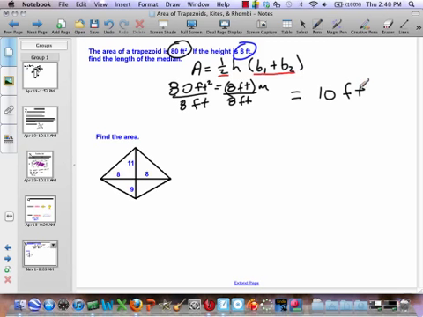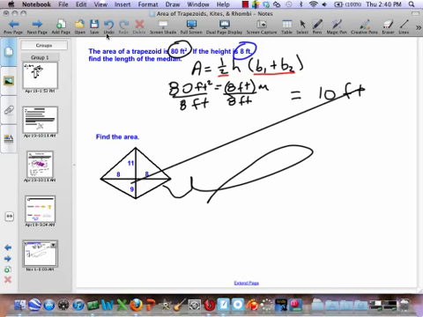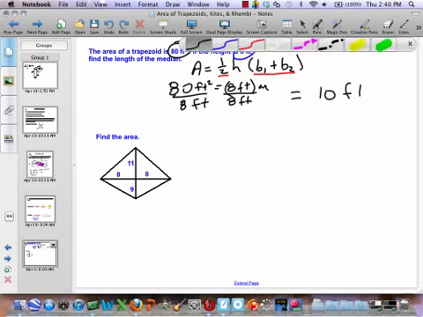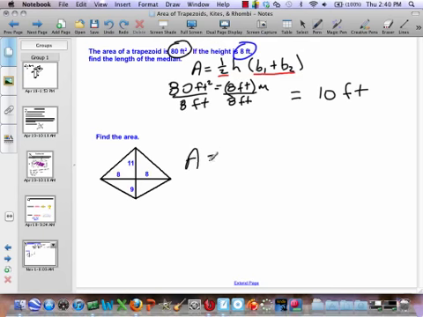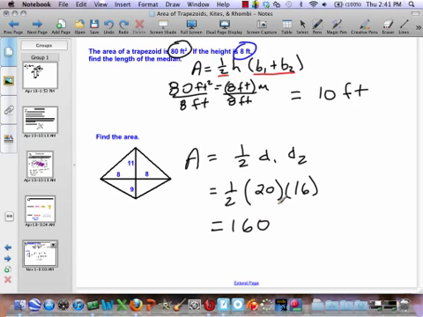Alright, how would I find the area of the next problem? What shape is that? That's a kite. How do you find it? Whoa, that's interesting. How do we find the area of a kite? Half of the base times height. No. Diagonals. Diagonal 1 times diagonal 2. Okay, so we got 1/2 of what? 20 times 16. So 10 times 16, which is 160, or 20 times 8, which is 160, either way.